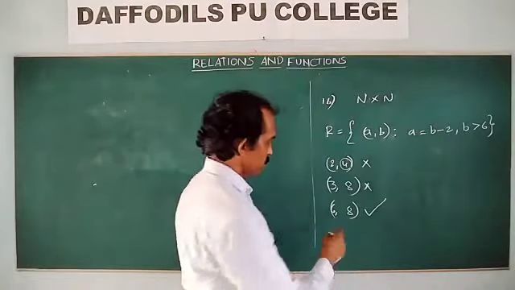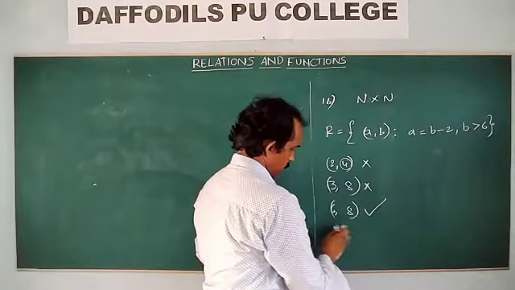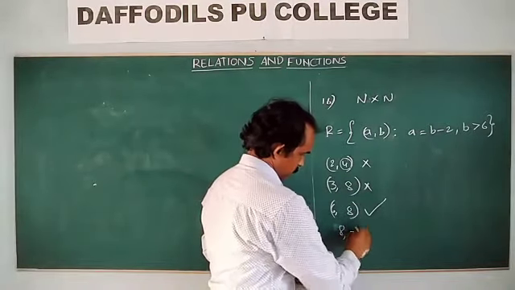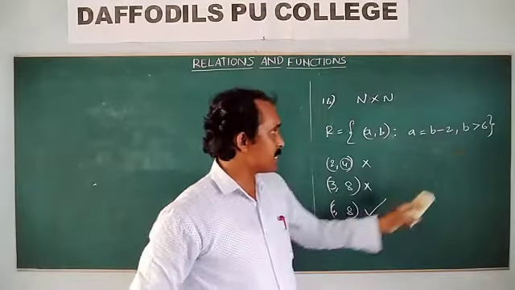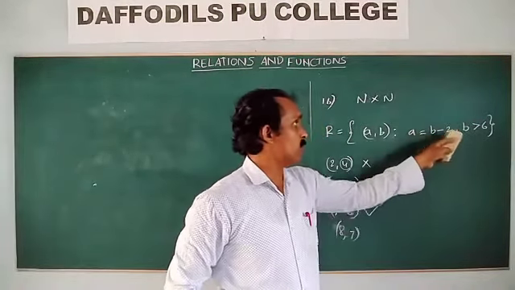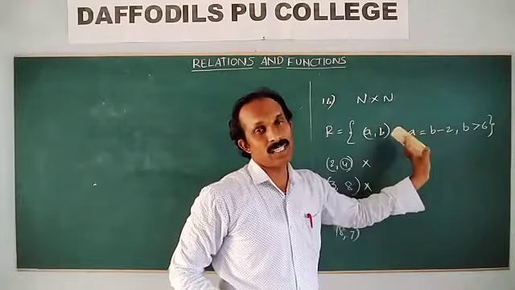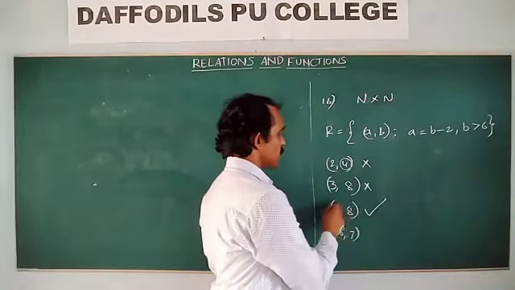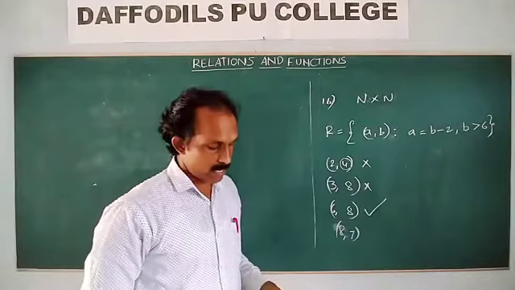Next, the fourth option, (8, 7). 7 is greater than 6, but 8 is not equal to 7 - 2 = 5. It is not satisfying the relation. Which option is the correct answer? The third option is the correct answer.